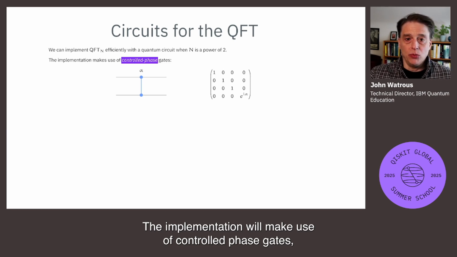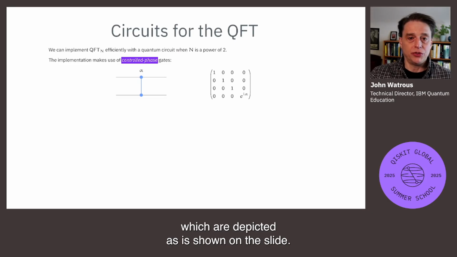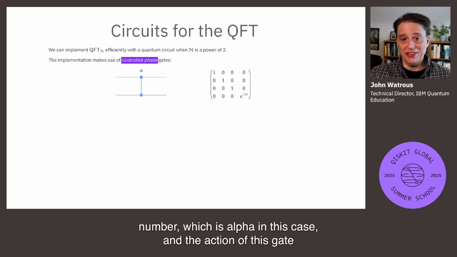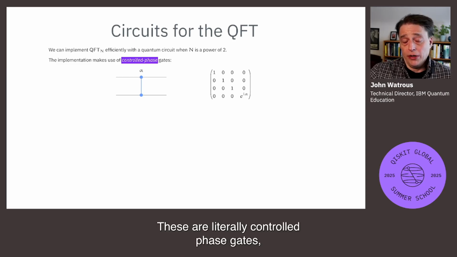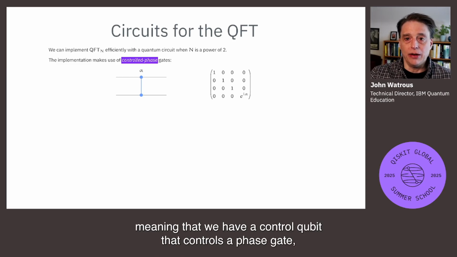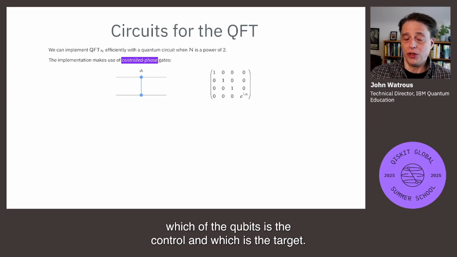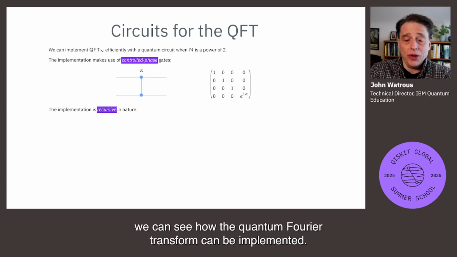The implementation will make use of controlled phase gates, which are depicted as is shown on the slide. They look like two controls connected together, along with a number, which is alpha in this case. And the action of this gate is described by the matrix that's also shown. These are literally controlled phase gates, meaning that we have a control qubit that controls a phase gate. But for phase gates specifically, it doesn't actually matter which of the qubits is the control and which is the target. And now that we have that notation, we can see how the quantum Fourier transform can be implemented.